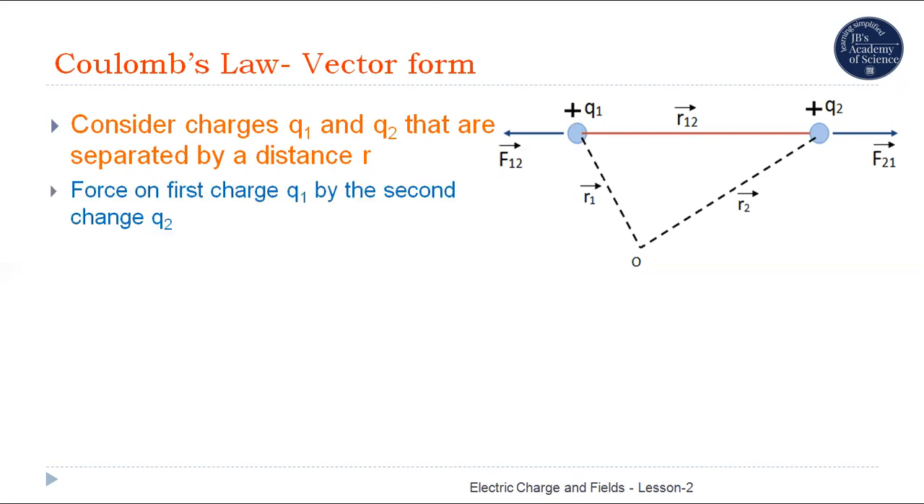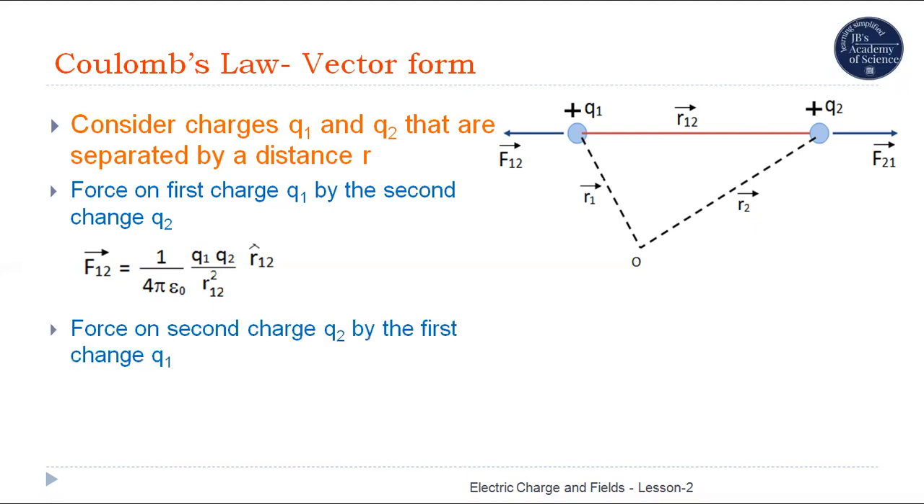Now, force on the first charge Q1 by the second charge Q2 is given by F12 vector is equal to 1 by 4 pi epsilon 0 Q1 Q2 divided by R12 square R12 cap. R12 cap is the unit vector giving the direction of the force. Now, the direction of the force is from second charge to first charge. Force on first charge due to second charge is from second to first charge.